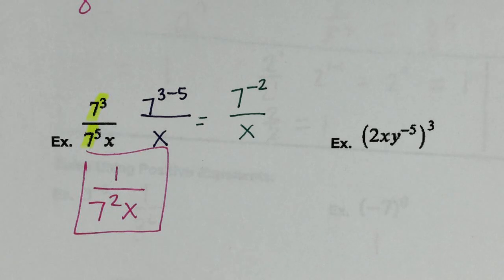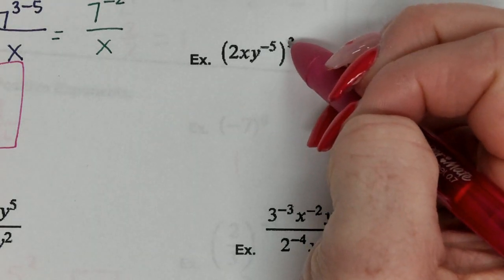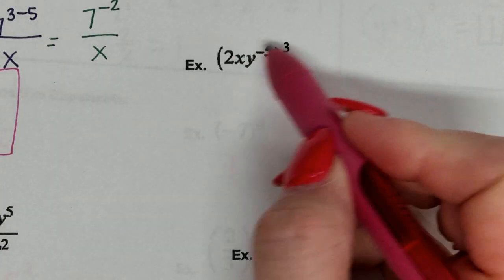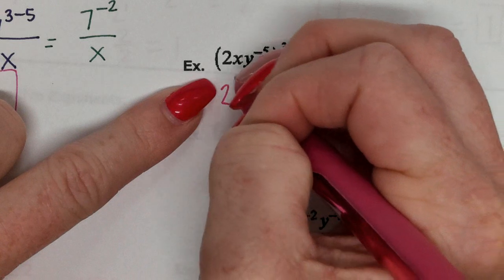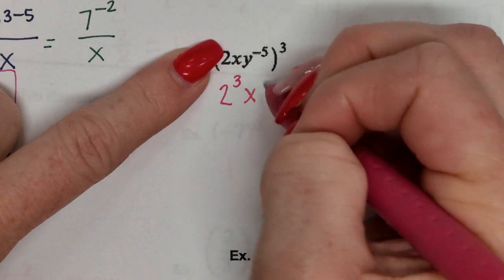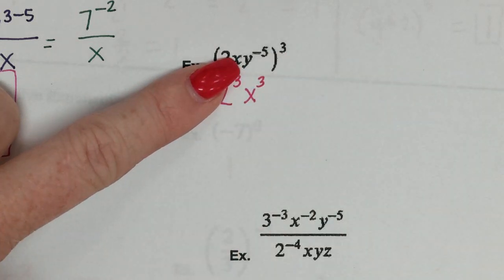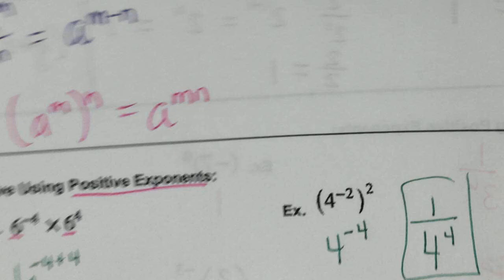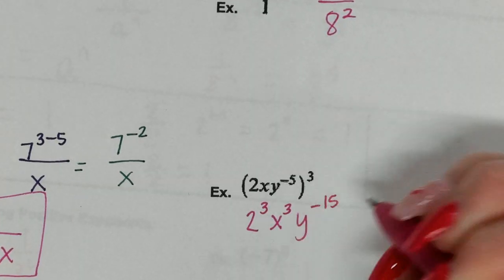Are we okay? Look at the next one. How would I deal with this problem? What's the first thing I need to do? The parentheses. This power needs to be distributed to everything in the parentheses. That does not mean I'm multiplying 3 times 2, because 2 is a base, yes? That means 2 is being raised to the third power. X is being raised to the third power. Now, y to the negative 5 also needs to be raised to the third power. How would I do that? Look at your rules. Multiply them. So I have y being raised to the negative 15 power.